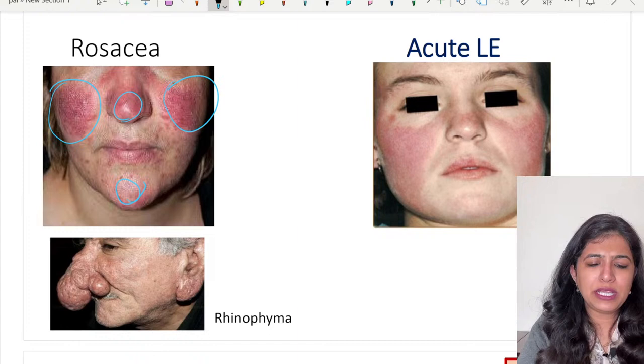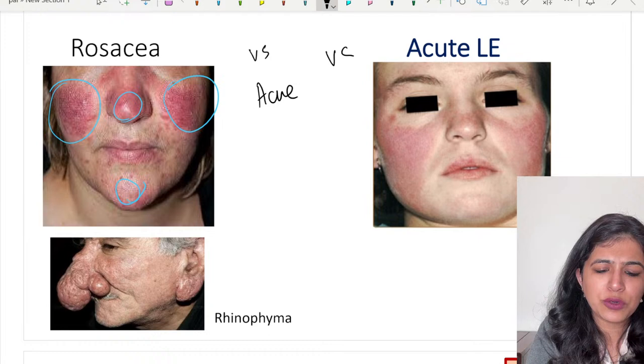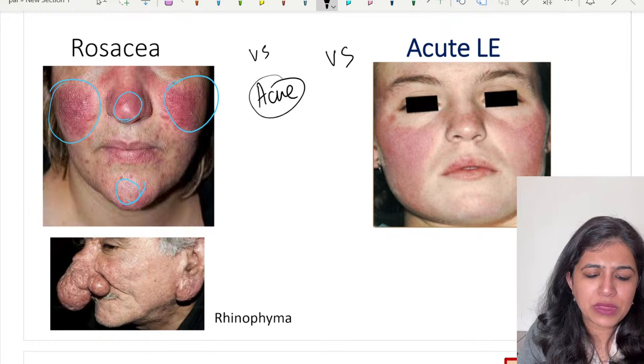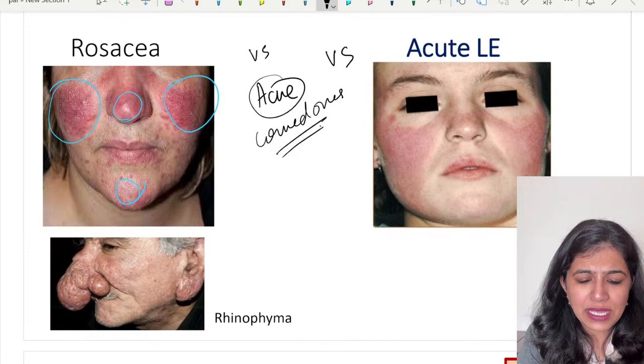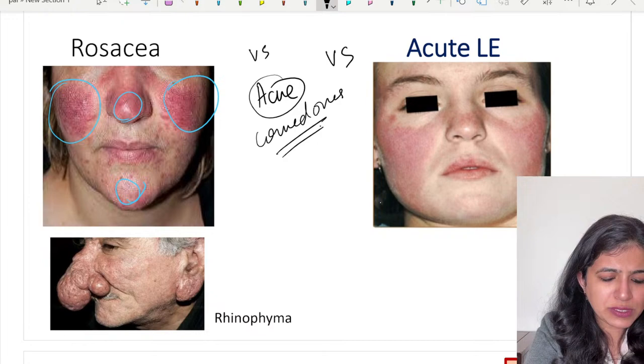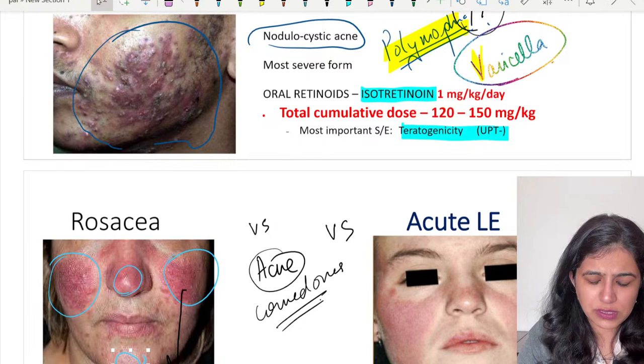Can anyone tell me how to differentiate rosacea from acne? In acne, we see comedones, and that is something we don't see in rosacea. That's a very important thing that you have to remember. In rosacea, no comedones.